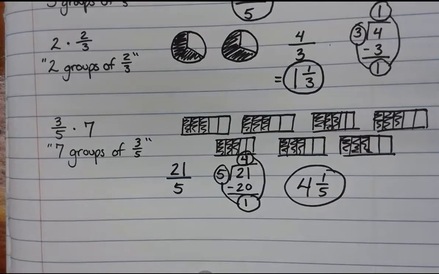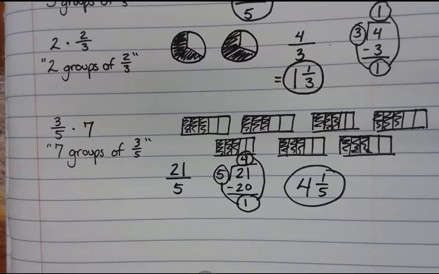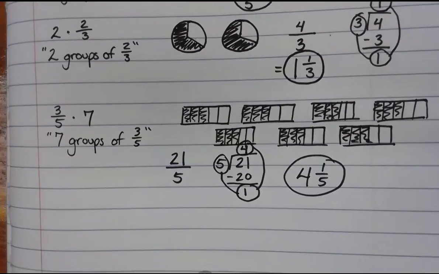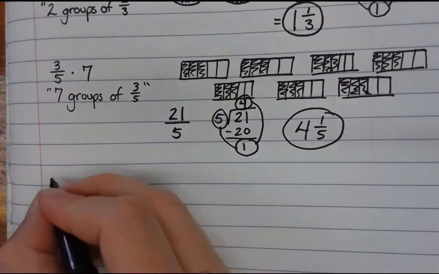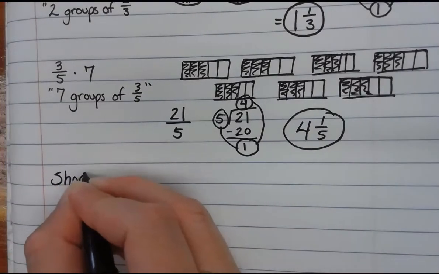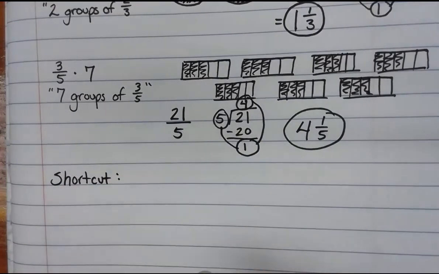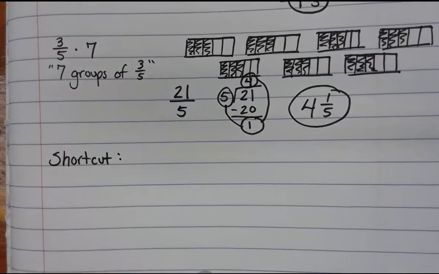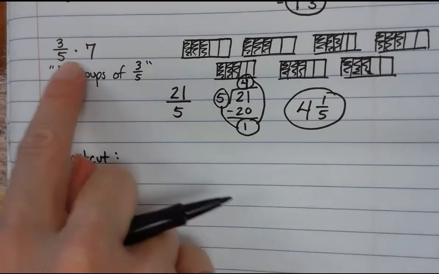So now let's try the shortcut and see if we can't come up with some answers a little more easily without necessarily having to draw a picture. So we're calling this the shortcut. It's just the quicker way of doing this. And so let's actually just look at the problem that we just looked at.